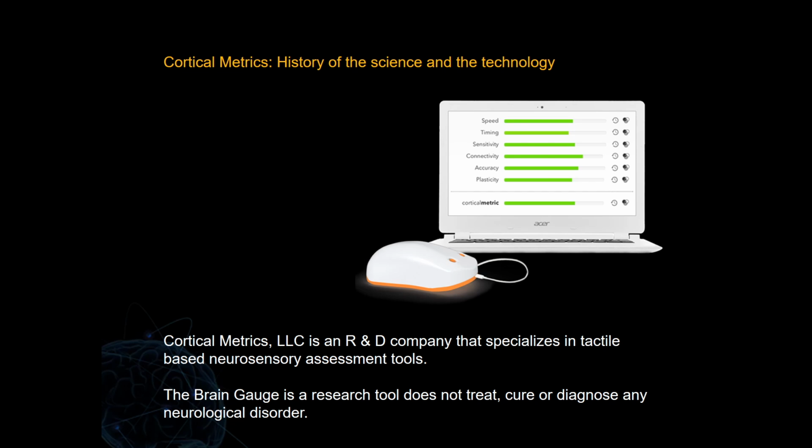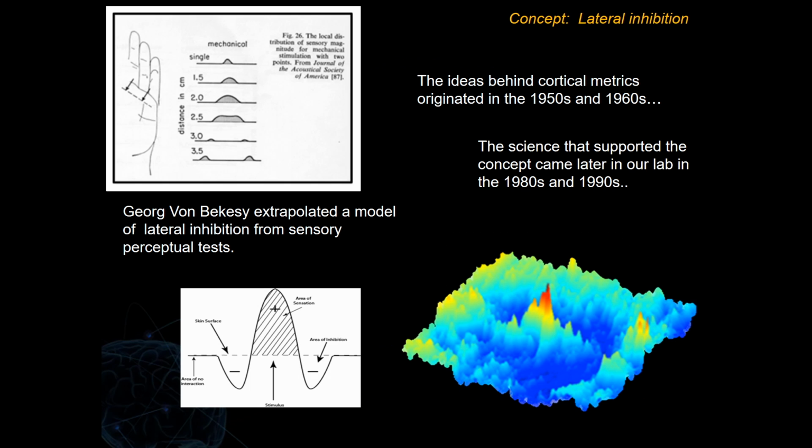This talk is about the history of the science and technology of cortical metrics and the brain gauge. This actually was inspired by the work of a guy named George von Békésy back in the 1950s and 60s. And what he did was, through a whole bunch of sensory perceptual experiments, he figured out the concept of lateral inhibition. Inhibition is what's denoted here.